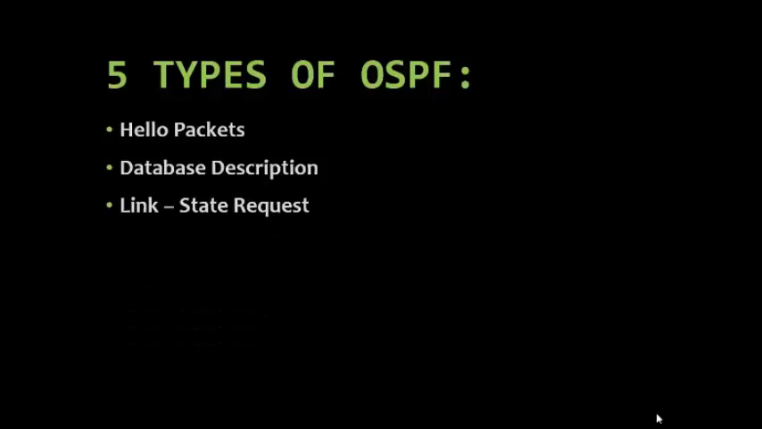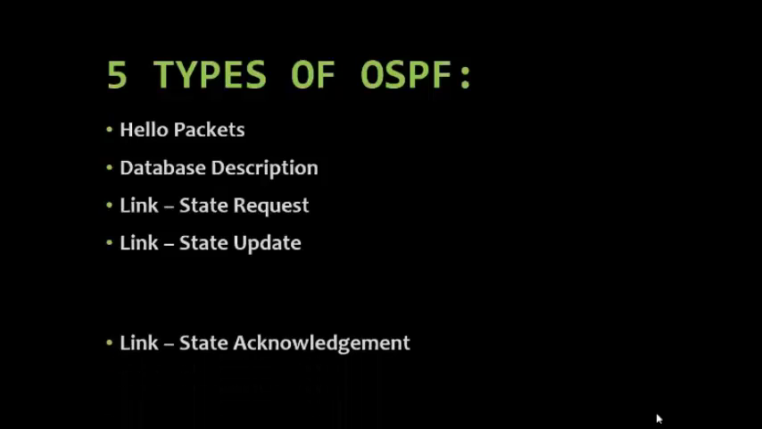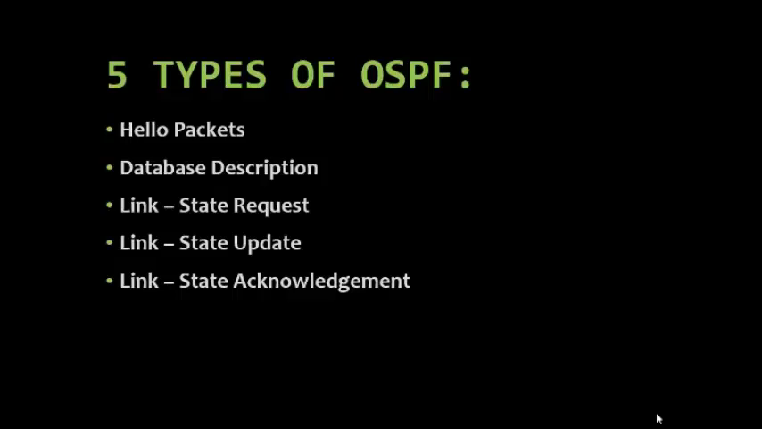3. The link state request. Receiving routers can then request more information about any entry in the database description by sending a link state request. 4. Link state update. Link state update packets are used to reply to link state requests and to announce new information. 5. Link state acknowledgement. When an LSU, or the link state update, is received, the router sends a link state acknowledgement to confirm receipt of the link state update.